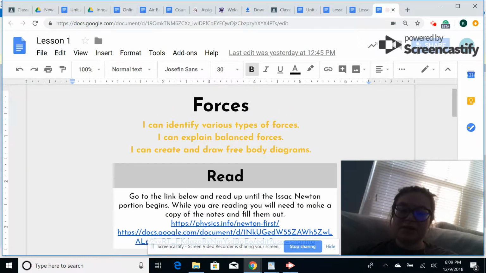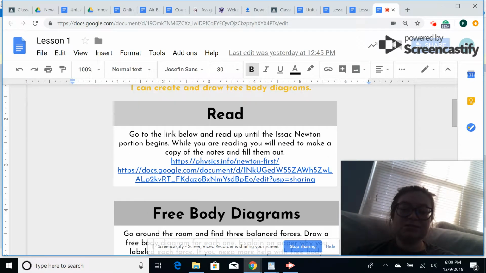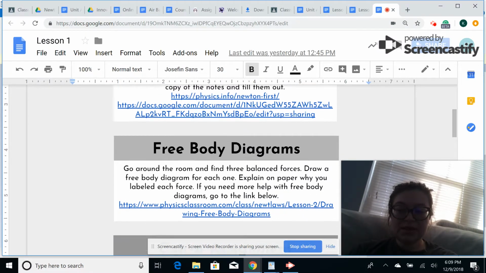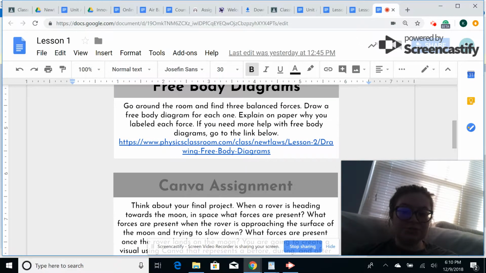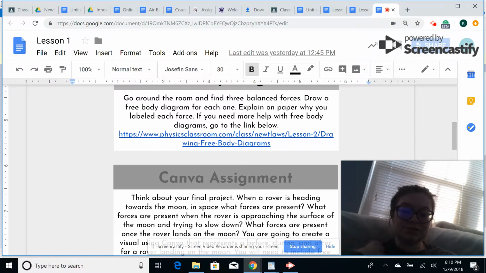And so again, I can statements up here. This one, instead of watching a video, they're going to read and take notes. And then they're going around the room and finding 3 balance of forces, and they're going to draw free body diagrams for each one. And they're going to turn those in to me.